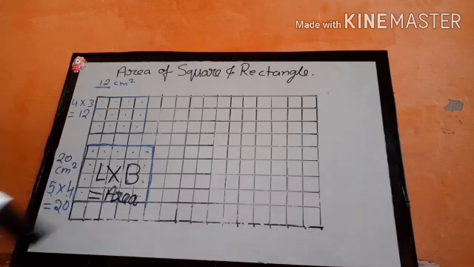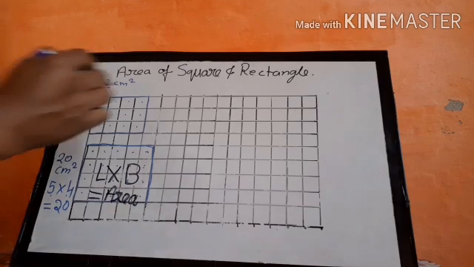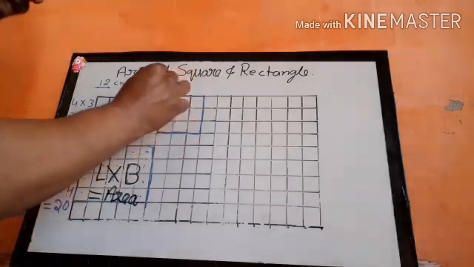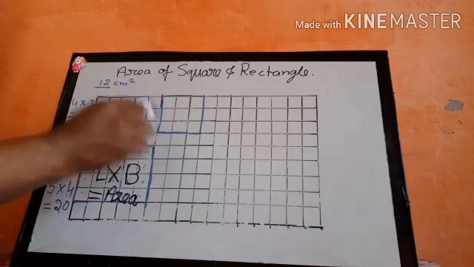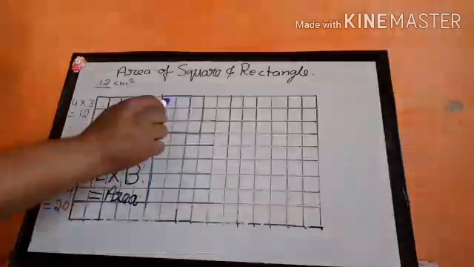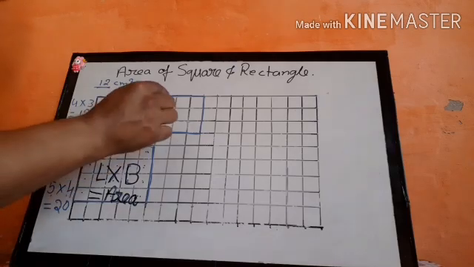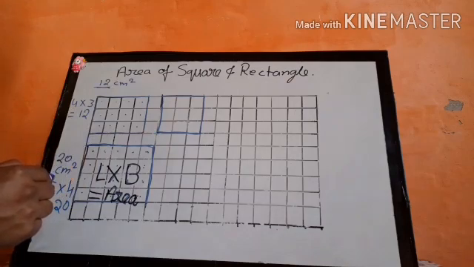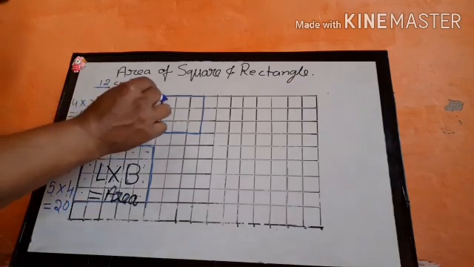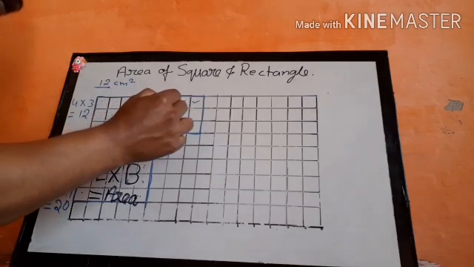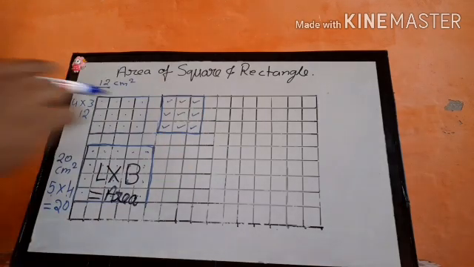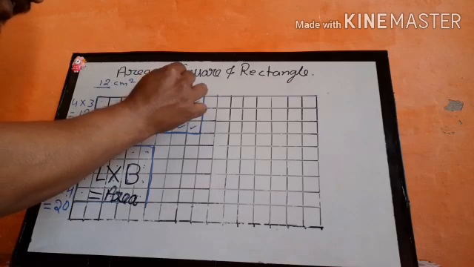Now come to the area of a square. Let's draw a square on the board. As you know, a square has all sides equal. So here I am taking this square. It has 3 squares in height and 3 squares in length. Means 3 and 3, so both adjacent sides are equal in length. Let's count the area of this square: 1, 2, 3, 4, 5, 6, 7, 8, 9. This square has 9 squares. So the area of this square is 9 centimeter square.